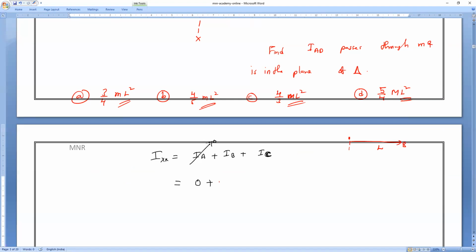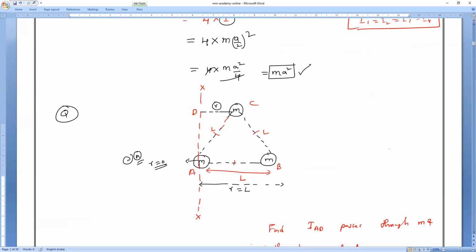So what will happen? Mass is M, and instead of R square, what can I write? L square. But for C I cannot write that, because C is not at L distance. Have you checked it, everybody? Is C at L distance? No. Do you all understand? So how to find it? It's very simple. Check it, everybody.